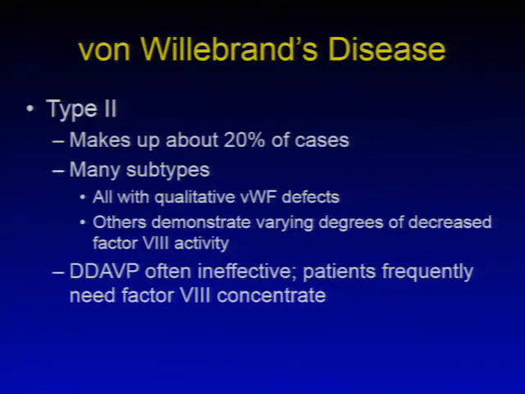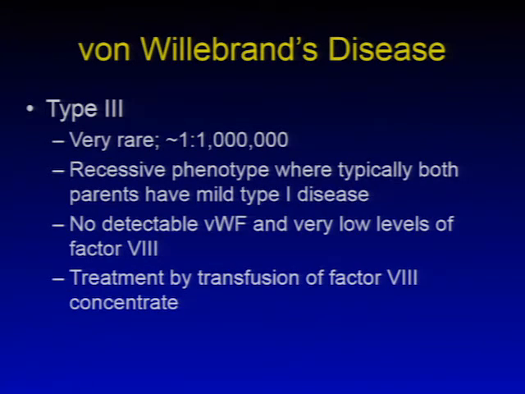Now, type 2 von Willebrand's disease, about 20% of the cases, so a lot less frequent. Many different subtypes here, but they all have a qualitative von Willebrand factor defect, and there are varying degrees here of decreased factor VIII activity with the type 2 von Willebrand's patients. Here, DDAVP is ineffective, and the patients need factor VIII concentrate in the perioperative period to keep the bleeding from becoming excessive.